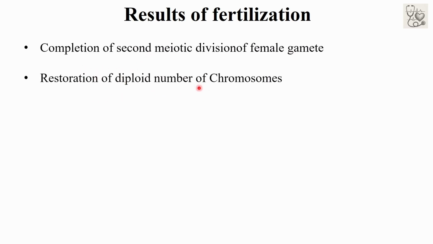Now, what is the result of fertilization? The most important result is that it causes the completion of the second meiotic division of the female gamete. It also causes restoration of the diploid number of chromosomes: 1n number of chromosomes from the male pronucleus and 1n number of chromosomes from the female pronucleus, which fuse to form the diploid.